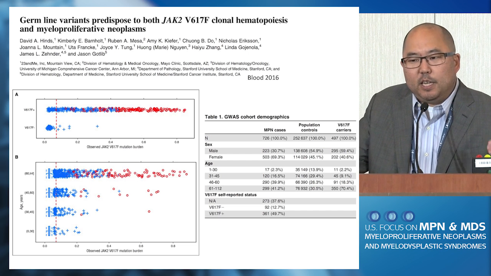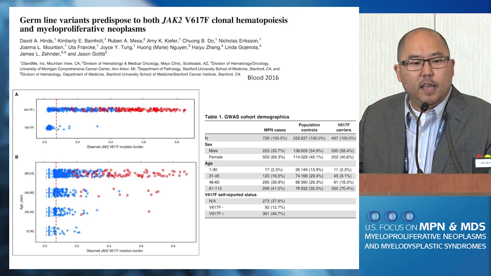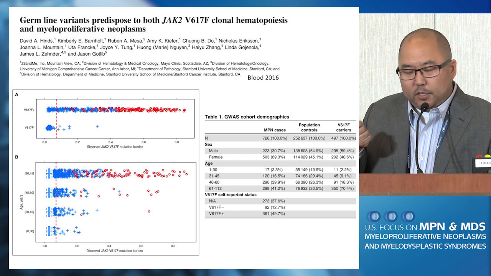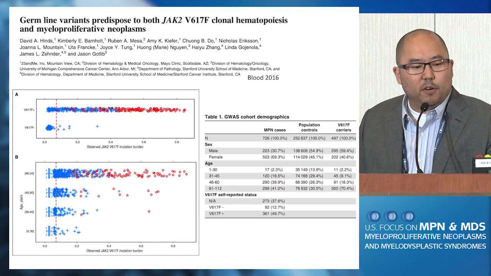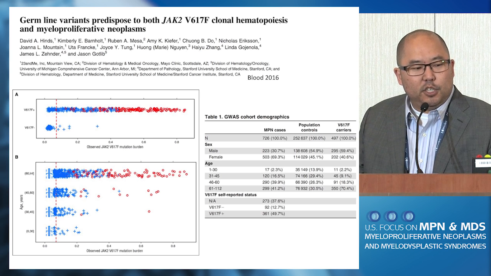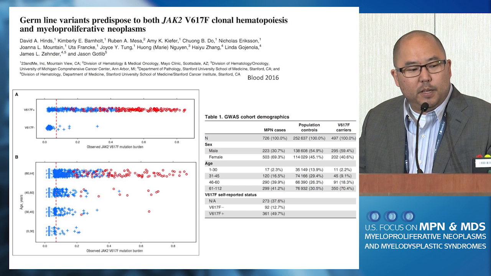So one is, the way the study was conducted was that patients with a self-reported history of an MPN sent in saliva samples to 23andMe, and then they were compared against a large number of population controls, so over 200,000, I think, that were part of different 23andMe studies. And then they conducted a large GWAS study to look at different germline variants that might contribute to MPN risk.